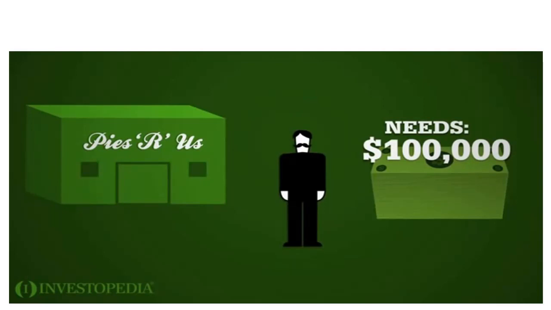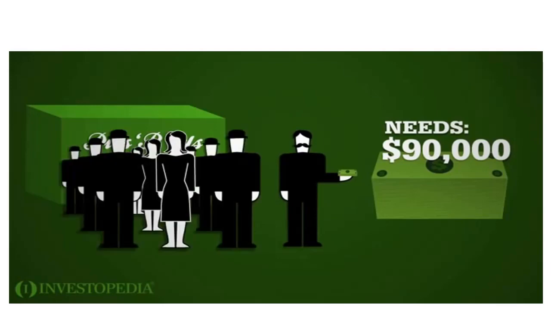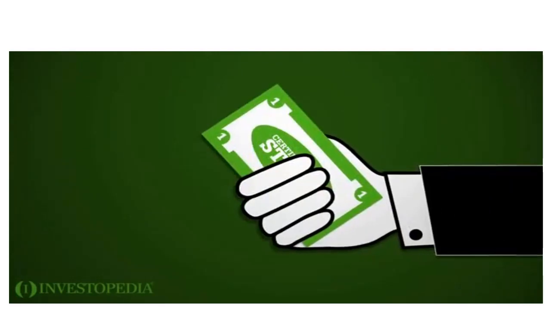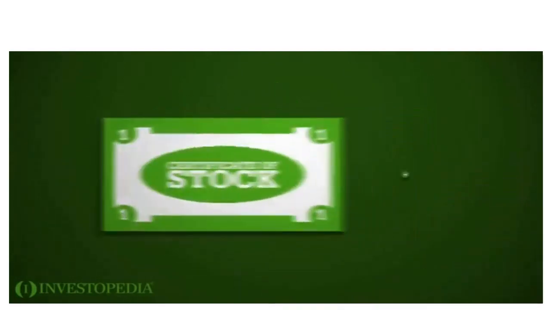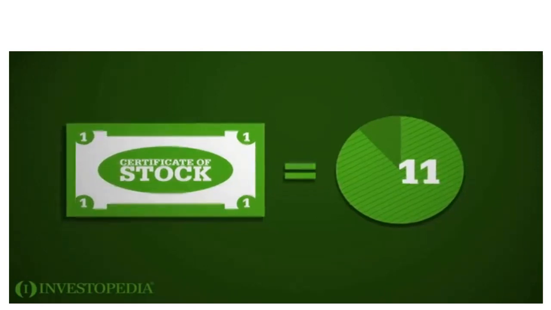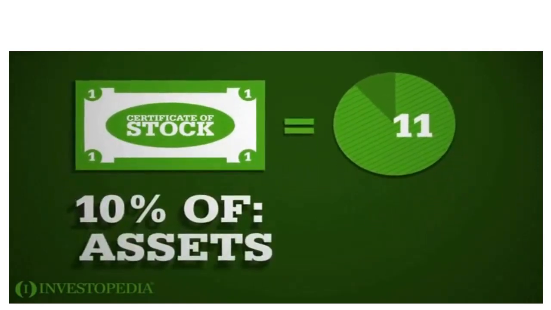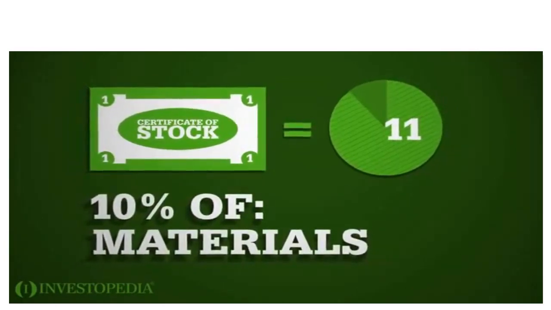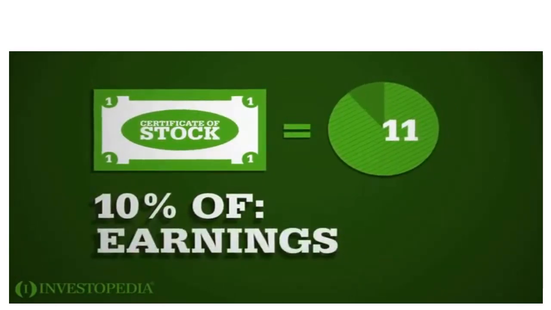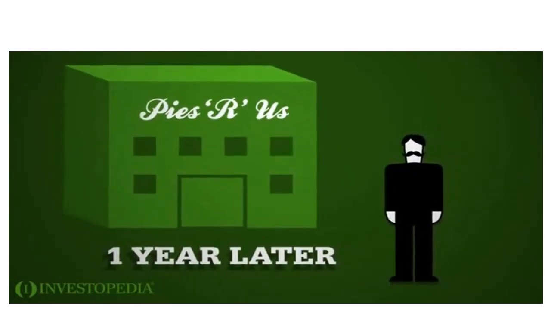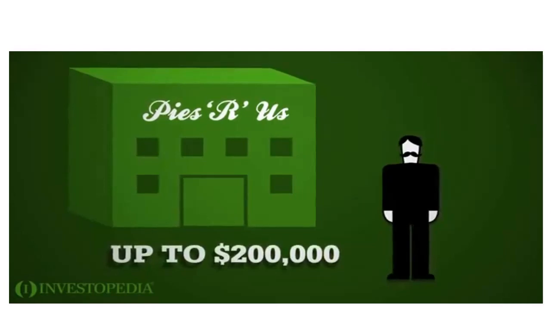Instead, Steve invests $10,000 of his own money and finds 9 other investors who are willing to invest $10,000 each. In return, he gives each investor a certificate that represents 10% of his company. Each certificate represents 10% of the company's assets: the building, the pie pans, and the baking materials, and 10% of any future earnings. After 1 year, the company is doing well, and the company's total value increases to $200,000.